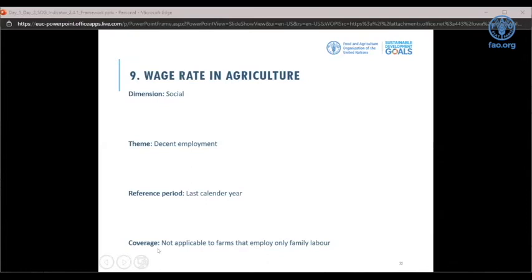As I was mentioning in the very beginning, when I was showing you the matrix of the 11 sub-indicators, if you recall, some sub-indicators were not applicable to all types of agriculture farming systems or agriculture holdings. For this particular sub-indicator, it's not applicable to farms or holdings that employ only family labor.